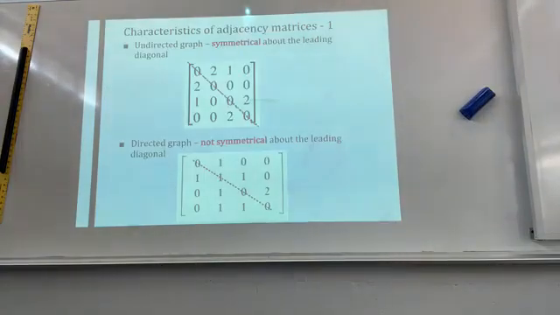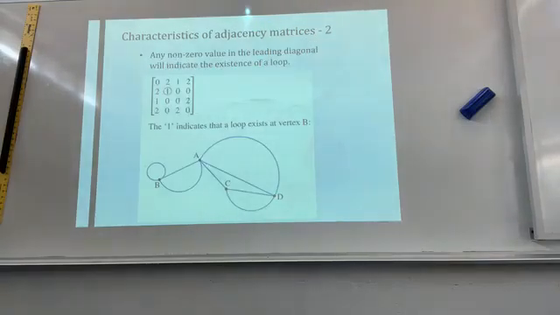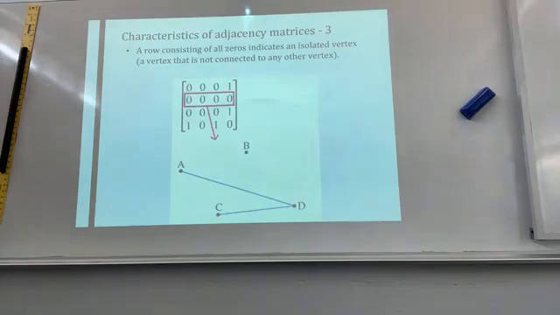All right. Now, this is a summary of what I've taught you, the characteristics of adjacency matrices. An undirected graph is always symmetrical about the leading diagonal. A directed graph is not symmetrical about the leading diagonal. Number two, any non-zero values in the leading diagonal will indicate the existence of a loop. So you can see very clearly that at B, there's a loop.